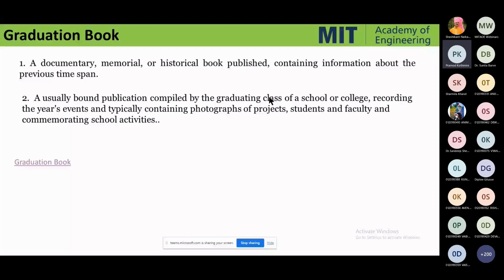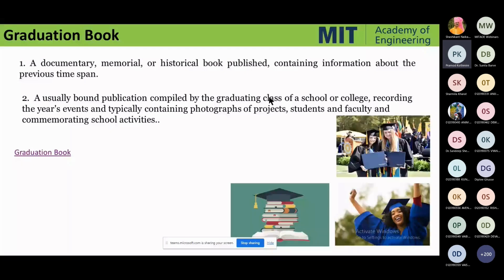So here I will show you one specific example. Here there are some photographs. By seeing those photographs, you may feel pleasure that after a span of 4 to 5 months, you will be having your convocation after successfully completing your capstone portfolio. So here I am having one typical example of a graduation book.